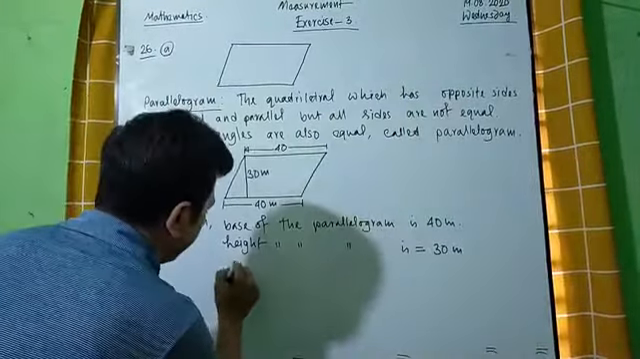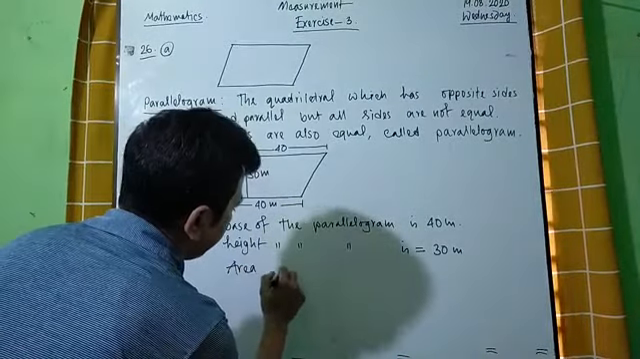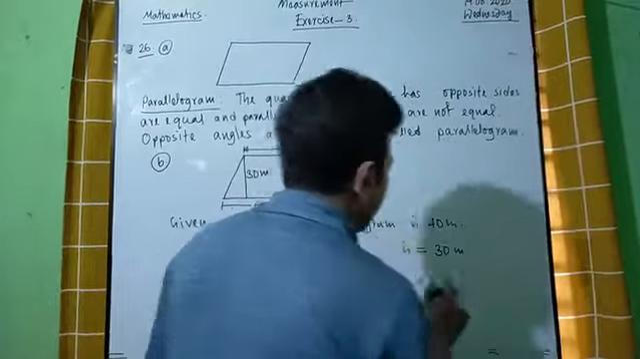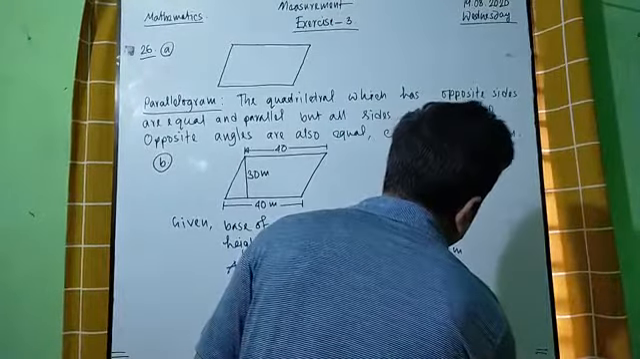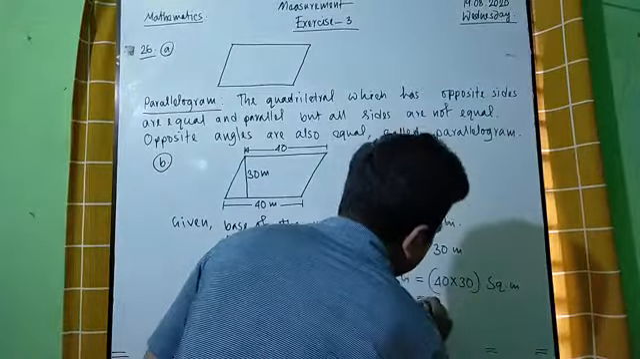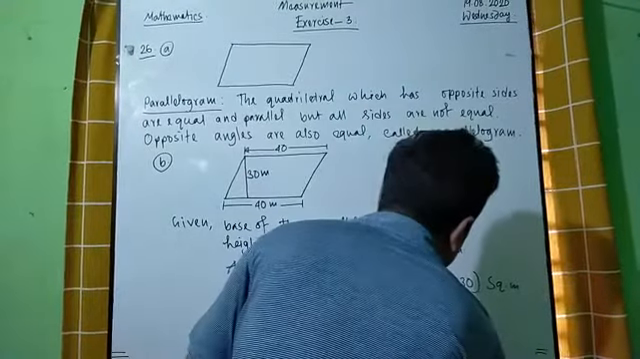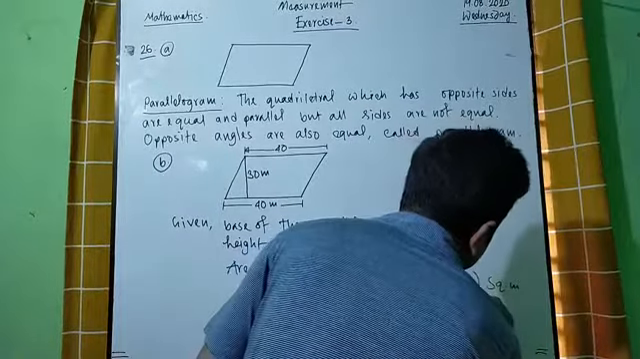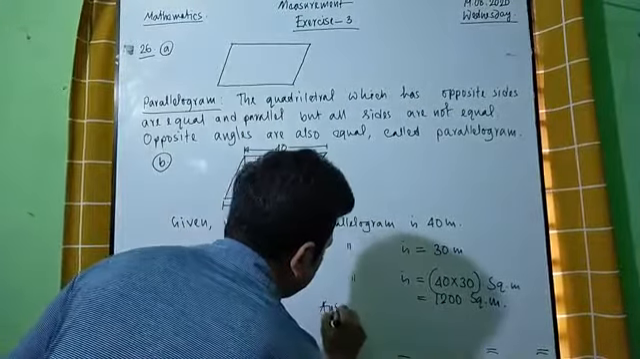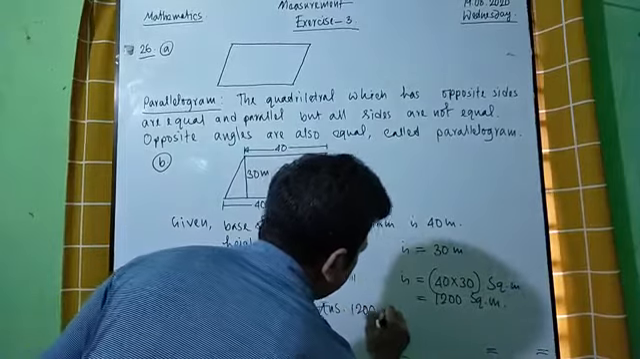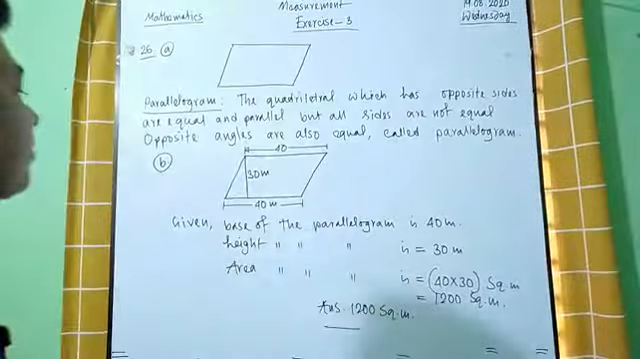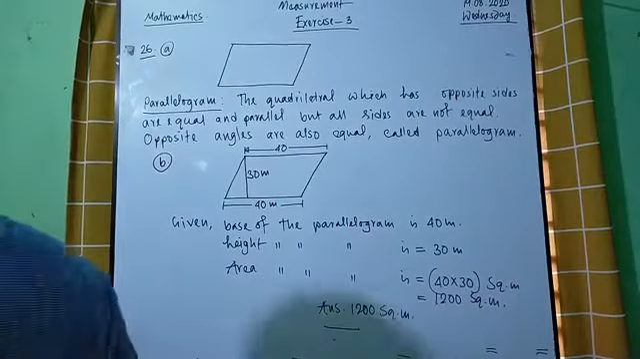So area of the parallelogram is equal to 40 meter into 30 meter. So this is square meter. 40 into 30 is 1200 square meter. So the answer is 1200 square meter. That's it. That is our required answer.